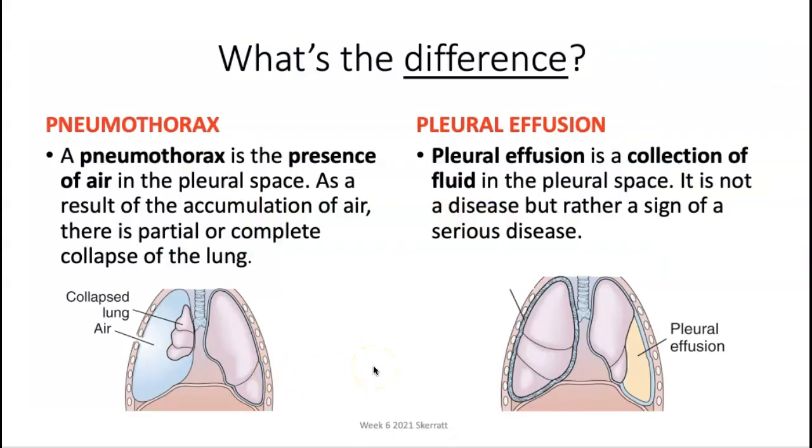So I've alluded to this already. A pneumothorax is the accumulation of air within the pleural space. And as a result, you can see this accumulation of air causes a complete or partial collapse of the lung. Pleural effusion is the collection of pleural fluid in the pleural space. And you can see that fluid actually accumulates, and the amount of fluid dictates whether you have a complete collapse or just a partial collapse.